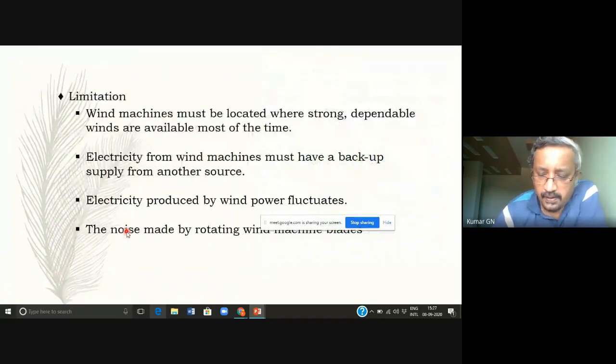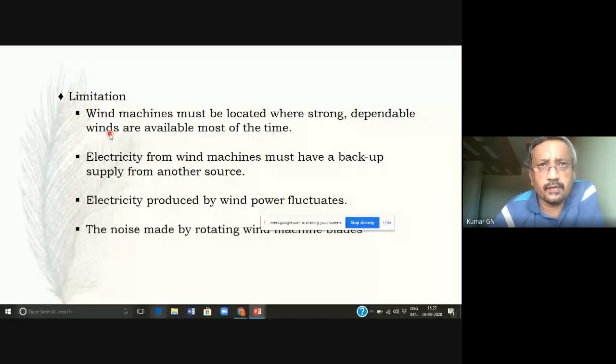Even when we install solar panels or wind turbines, presently we are importing the parts of the devices, the wind turbines or PV panels, and because of importing, the cost per unit of energy increases. Now the limitation of wind machines: wherever wind energy is there, the wind speed should be more than 6 meters per second or so. The high velocity should be there so that we can convert wind energy.